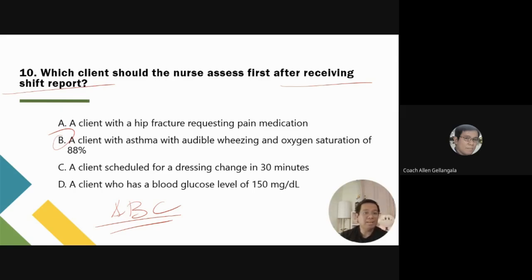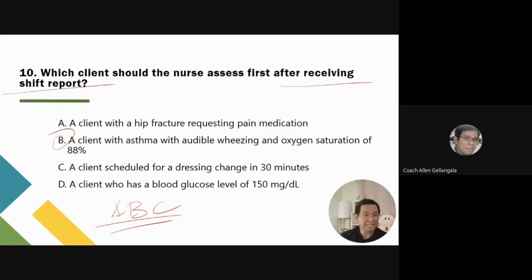Why is it not the patient with a hip fracture requesting pain medication? Is pain part of the disease process of a hip fracture? Is it expected to happen? Yes, it is. Is a client that is required to have a dressing change in the next 30 minutes a top priority? No, it's not. Dressing changes, especially for stable dressings that is not having heavy discharge, is your last priority of care, especially in morning routines.